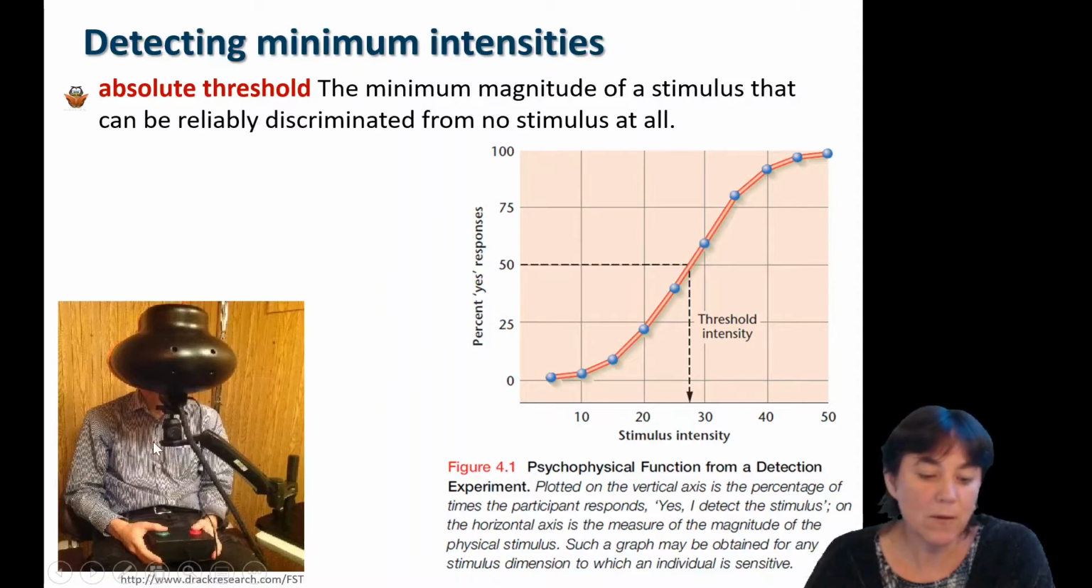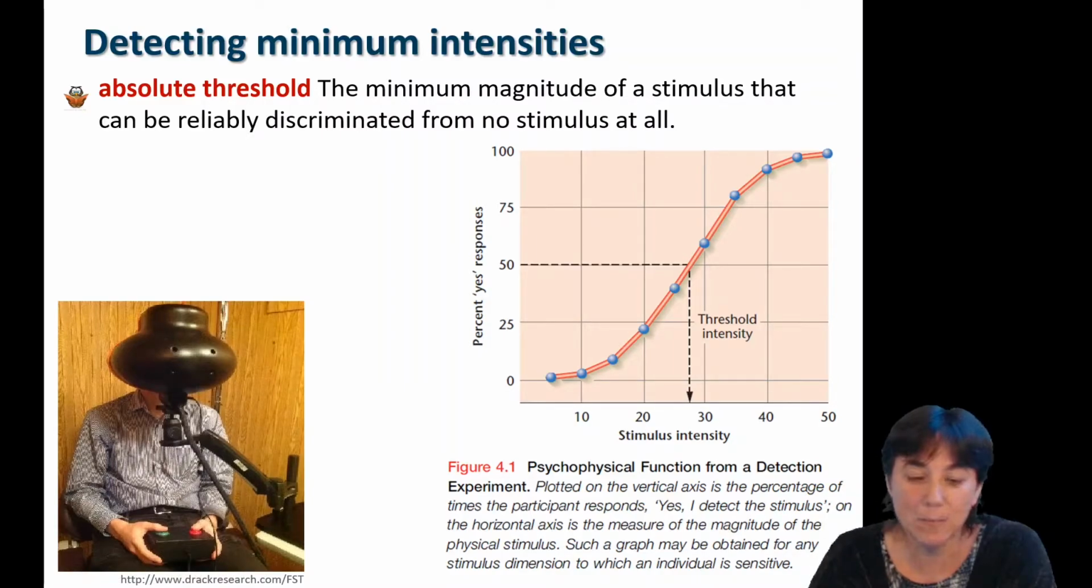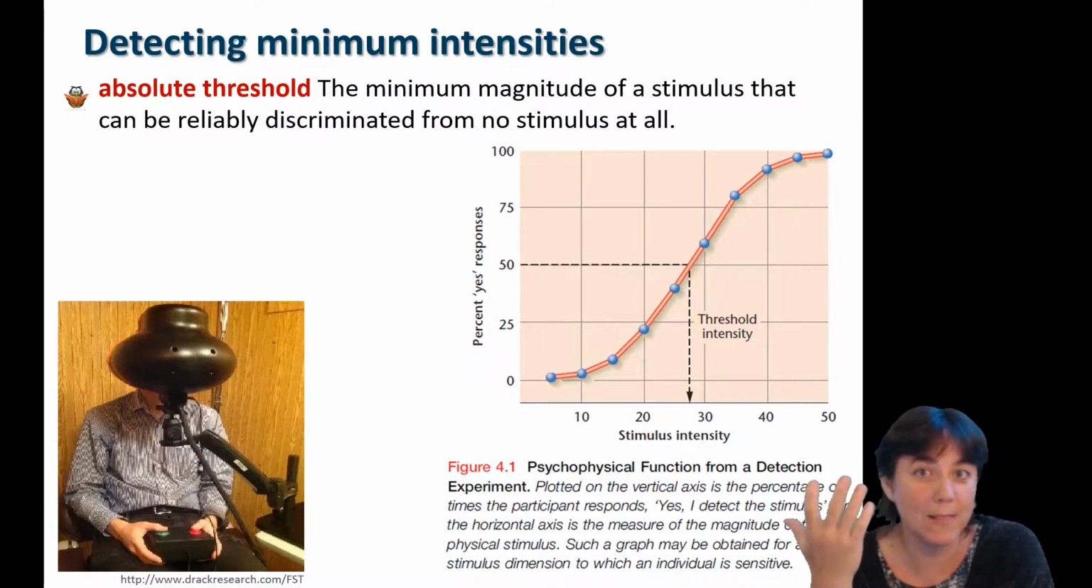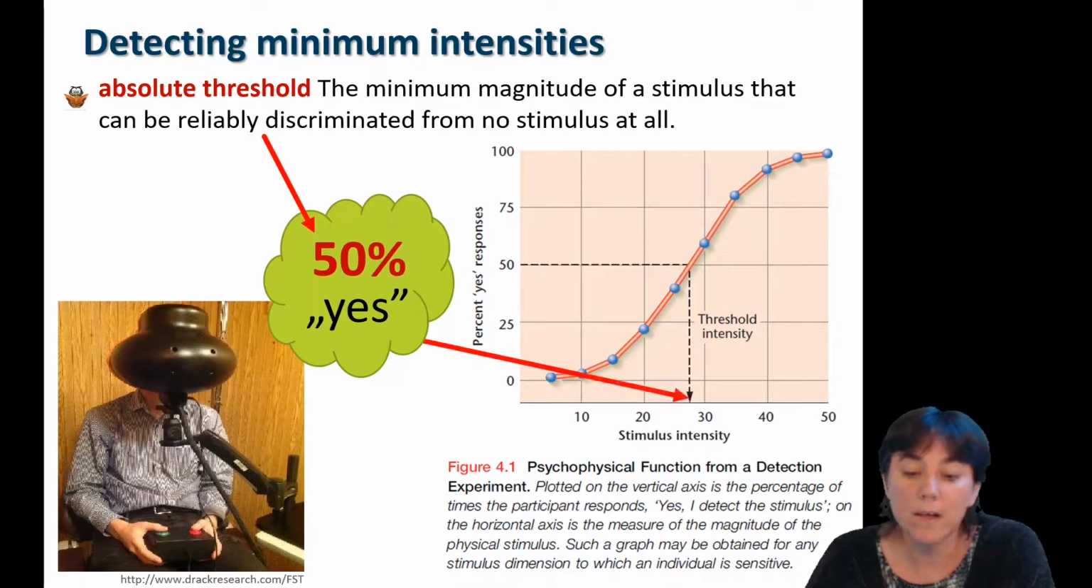So this is a typical setup with visionary stimuli, and the subjects are given various strengths of, for example, light, and they have to respond whether they see it or they don't. So when the subject responds with yes, but not once, but for a certain degree of stimuli in 50% of the time, then we point to that stimulus intensity and say that that's our threshold intensity.